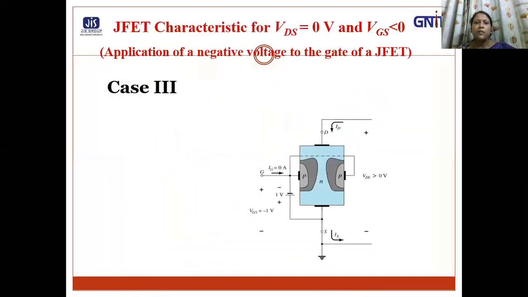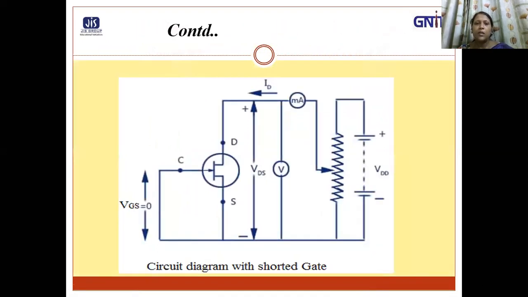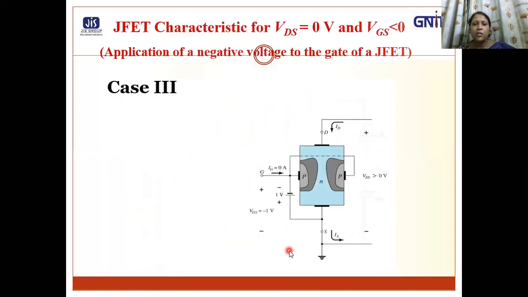So this is the circuit of JFET. Gate source is shorted here and a positive voltage VDD is applied across the drain source terminal. A multimeter is connected, ammeter and voltmeter are also there parallel to the drain source terminal. This is the circuit diagram with shorted gate.